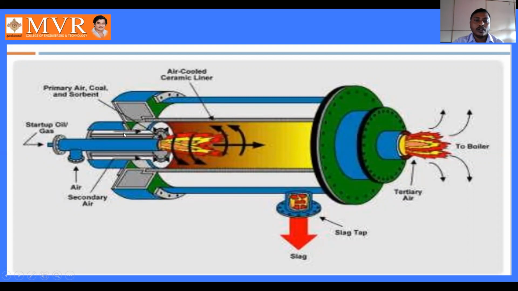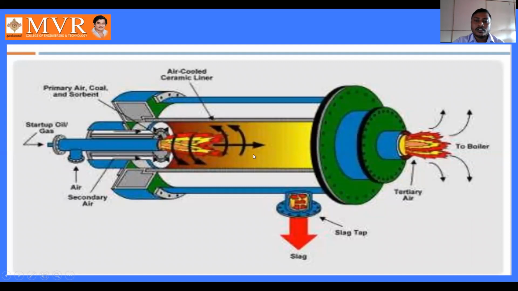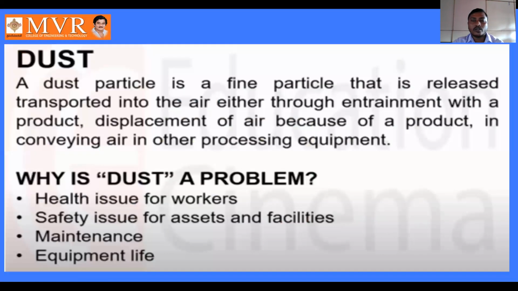Primary air and coal, by using this, the combustion process takes place, and hot gases are sent to the atmosphere by using this chimney, and the water which is going to circulate around these, the tertiary air, enters into the boiler for converting the feed water into steam. This is what about the cyclone process.